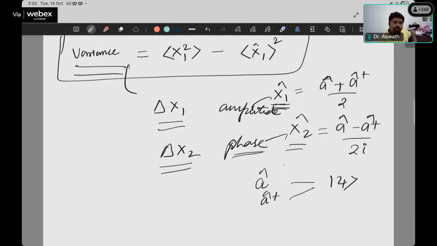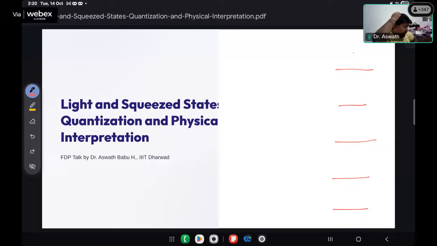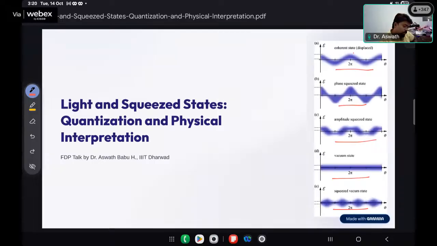Right. So yeah, we are done with the squeezing of a light source, of quantum description. Okay. So what we'll do, we'll touch some sensors, solid state sensors.